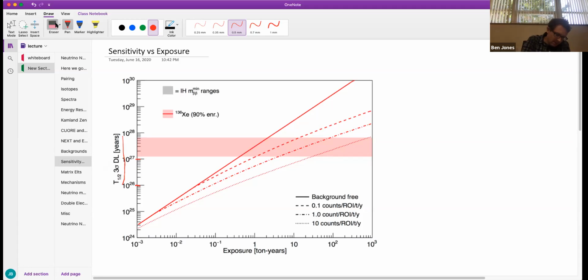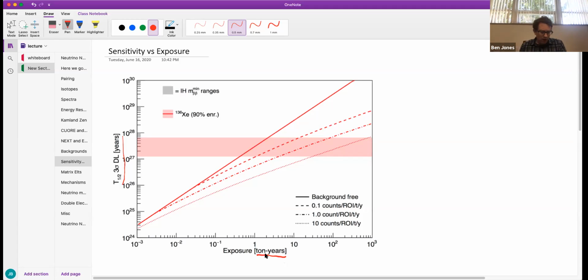So this plot shows you the expected discovery reach as a function of exposure, and exposure is measured in ton years. If you want to have a more sensitive experiment, you can either run it for longer or make more of it, right? They're basically the same thing. You can run 10 tons for 1 year or 1 ton for 10 years. What really matters is the exposure of the experiment.